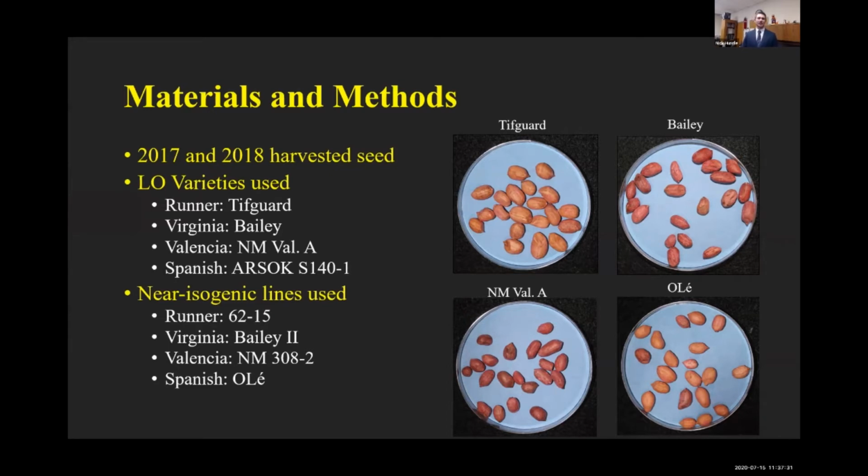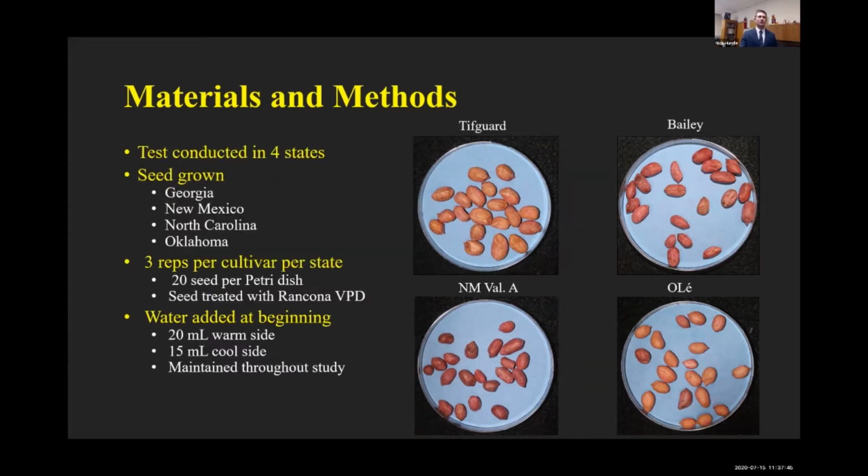For the near-isogenic lines or the HO lines, for runners, we used 62-15. Virginia, we used Bailey 2. Valencias, we used New Mexico 308-2. And finally, for Spanish, we used Oleic. This test was conducted in 4 states with seed grown in Georgia, New Mexico, North Carolina, as well as Oklahoma.